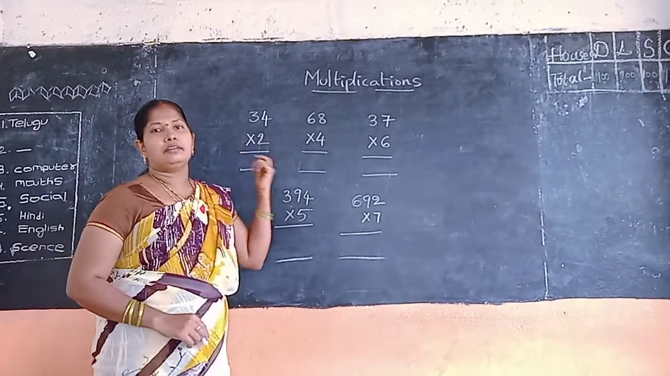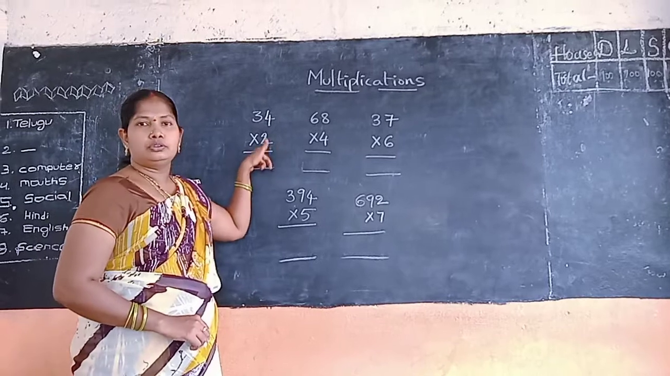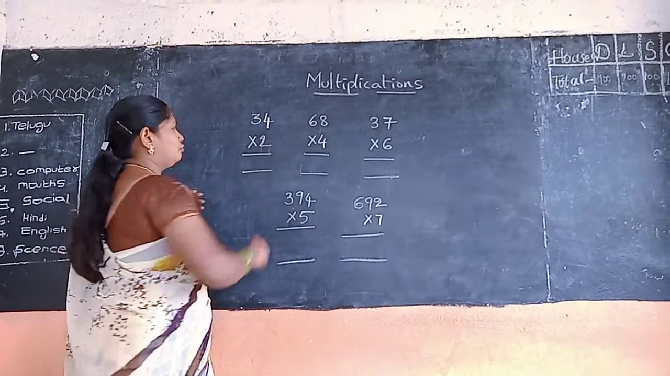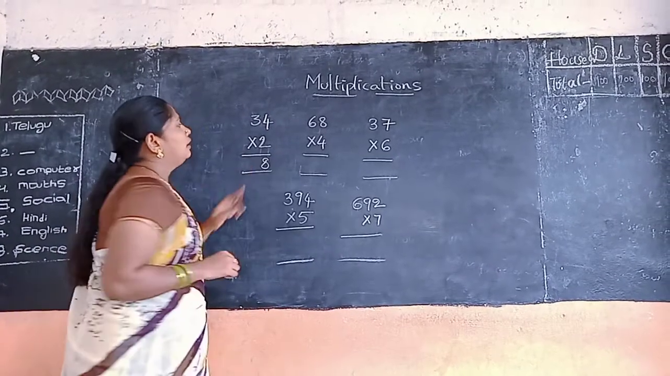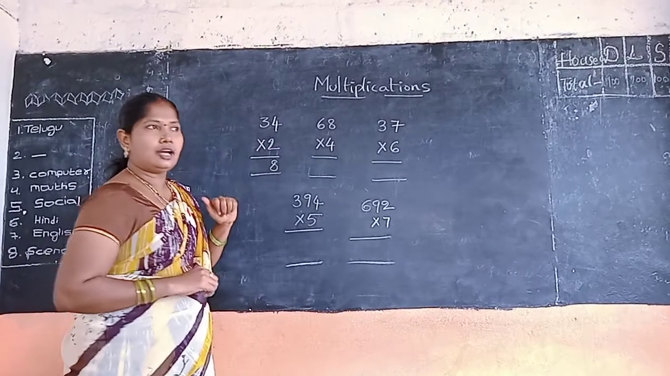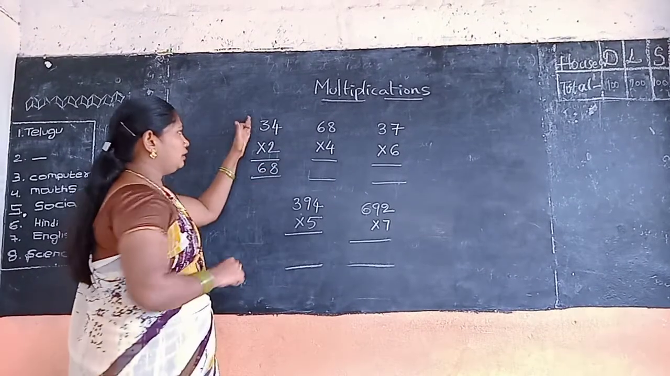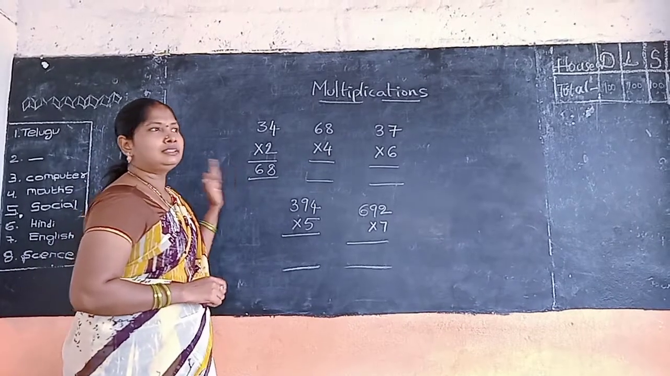Let us start the first sum. 2 fours are how much? 2 fours are 8. Now 2 threes are how much? 6. 34 twos are how much? 68.